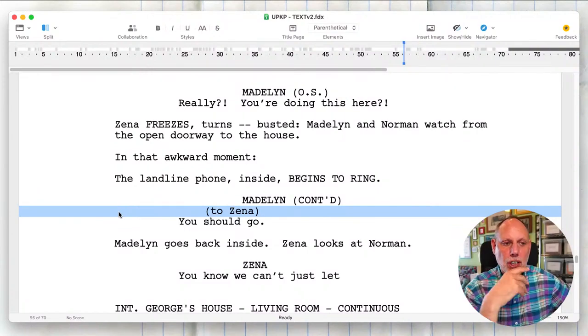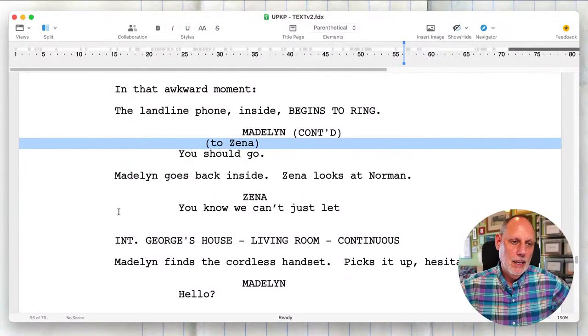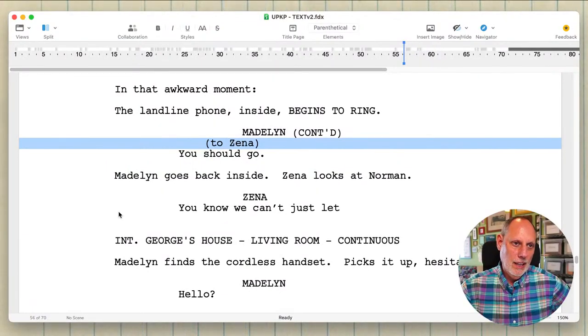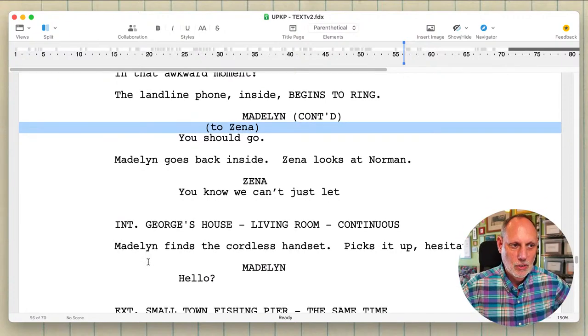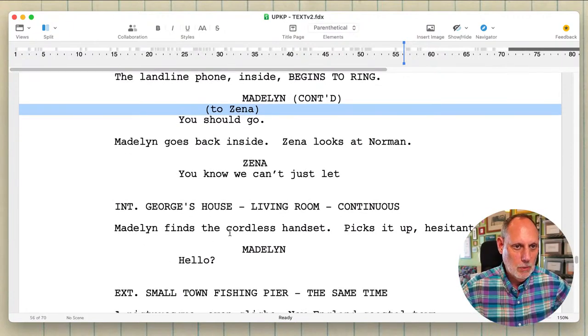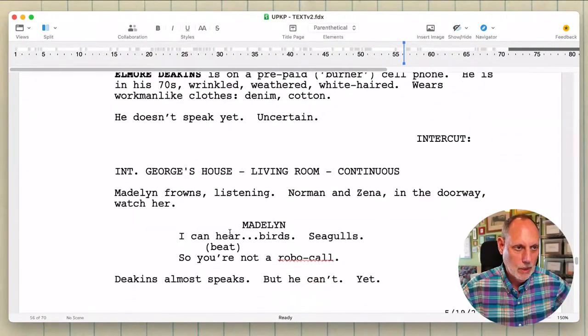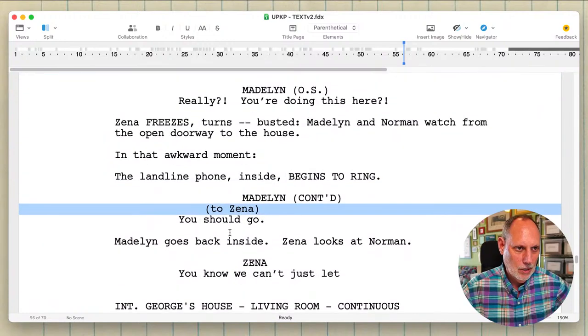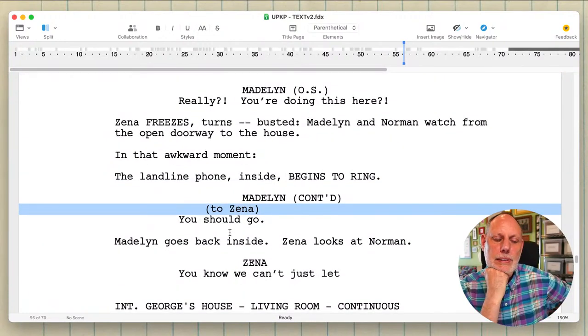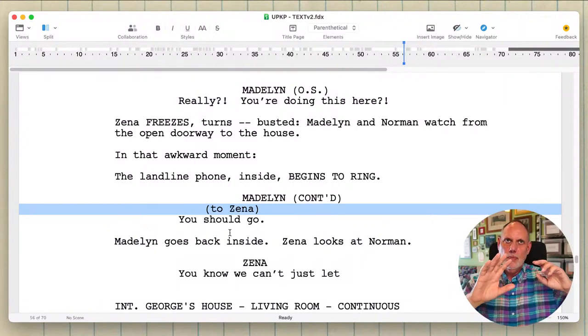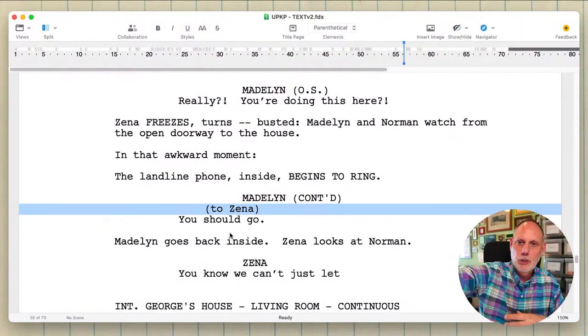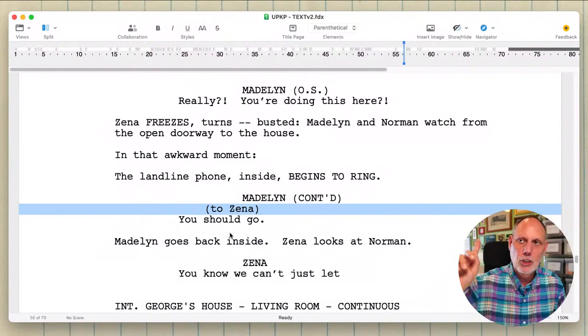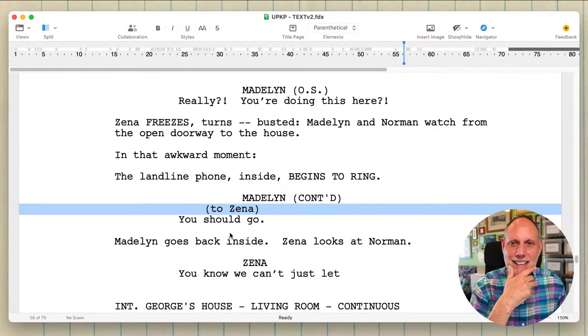What I'm trying to decide is, in theory, they're standing in the doorway. The phone is in the house. In order to show her picking up, in theory, we're going to have to go inside to Madeline finding the phone, picking it up. What I'm thinking of is, we're outside. They're in the doorway. Phone is behind them, which means it's in the dark. It's out of sight. If Madeline goes back in to answer it, we're going to need to go with her.